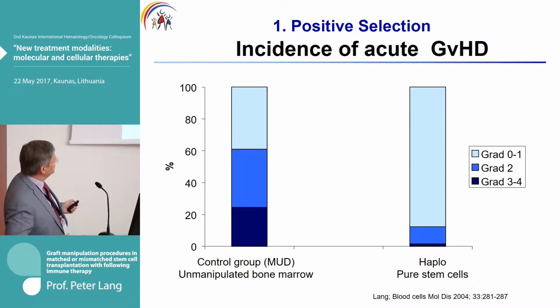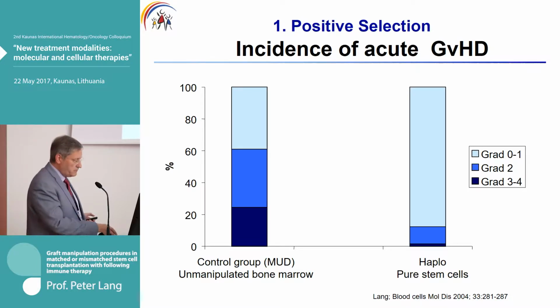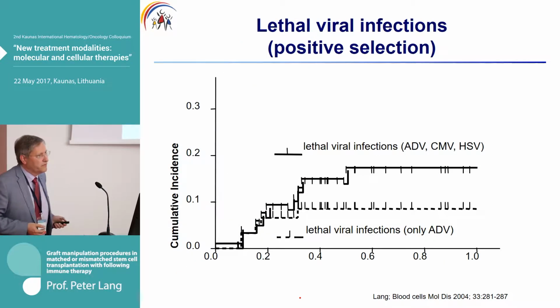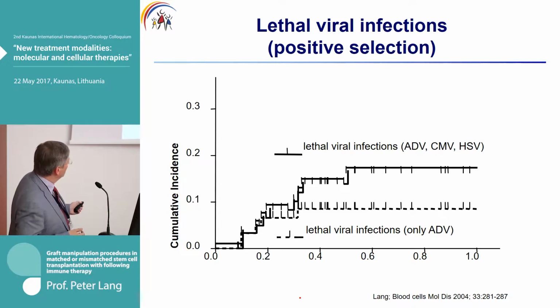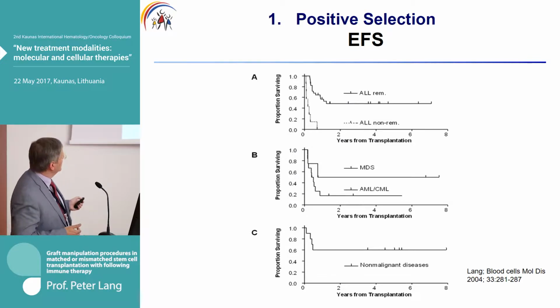With this approach, it was possible to reduce the GvHD rate to an absolute minimum. You can see less than 10% and almost no severe GvHD, which was significantly lower than that of a control group, patients who had matched unrelated donors and who had received unmanipulated bone marrow. However, the incidence of lethal viral infections increased because of the delayed immune recovery post-transplant, and we mainly had to fight against adenovirus and cytomegalovirus.